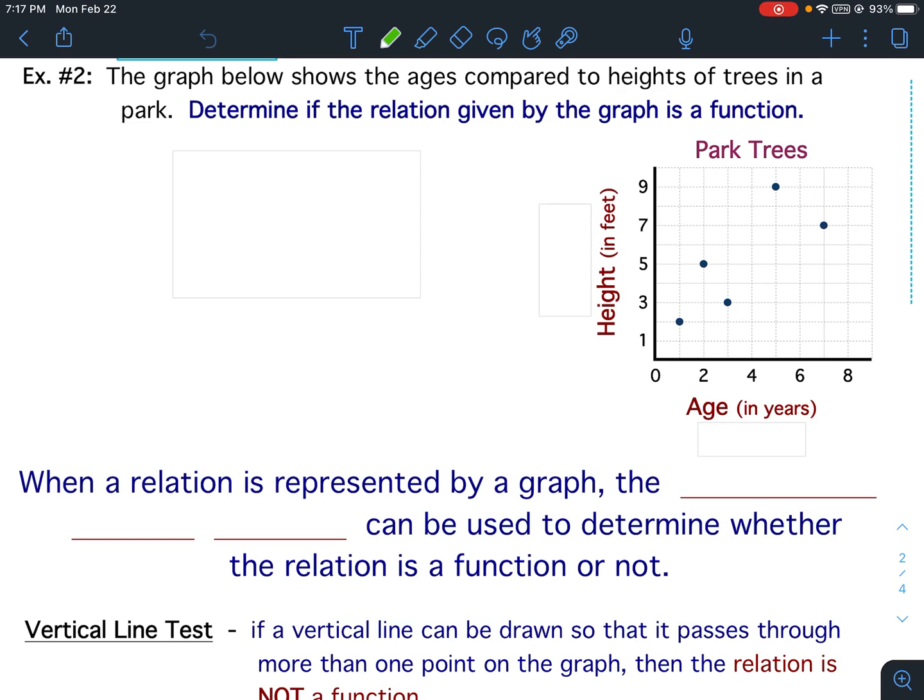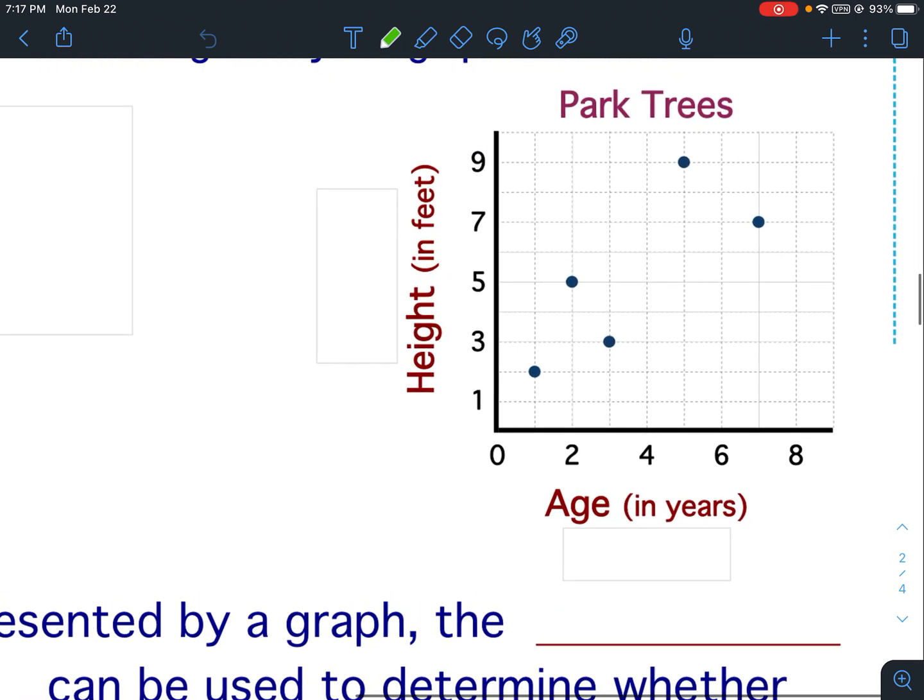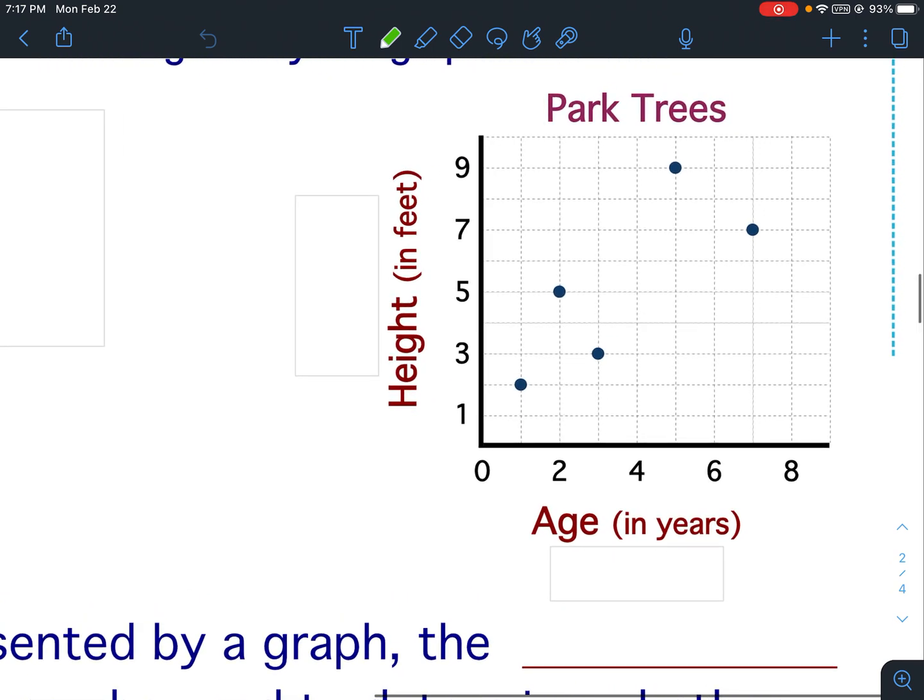It's a scatter plot because trees don't grow the exact same amount all the time, so it's not a linear relation. Some trees grow faster than others, so their age and their height will vary. All right, so looking at this, we need to determine if it is a function or not a function.